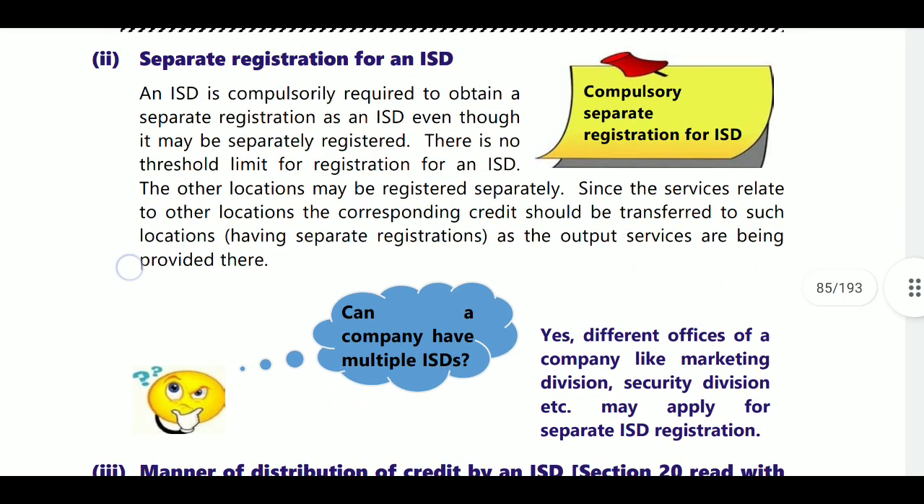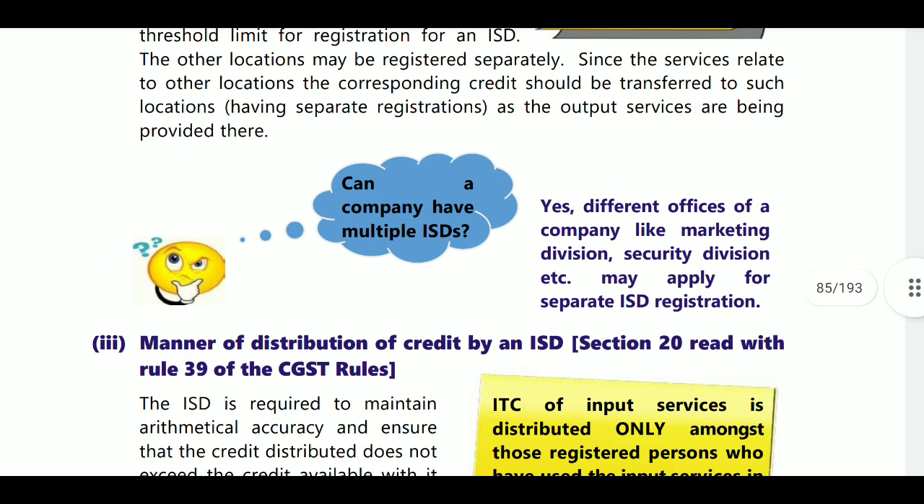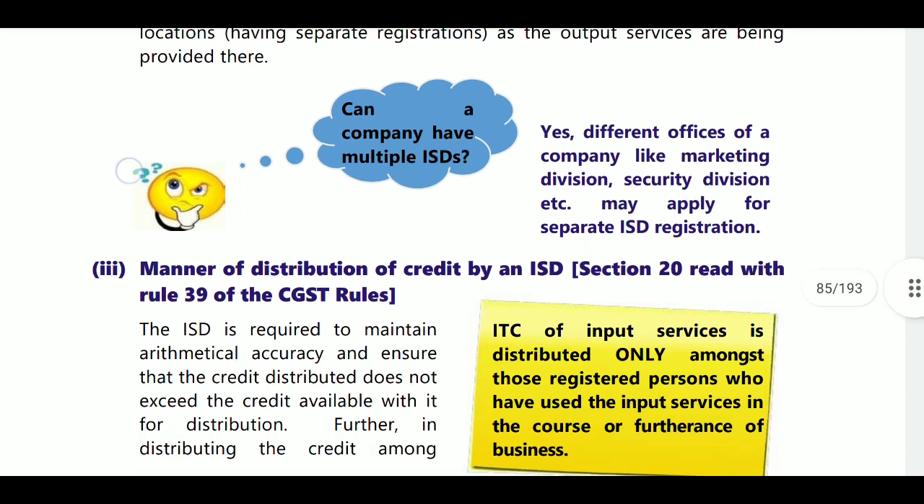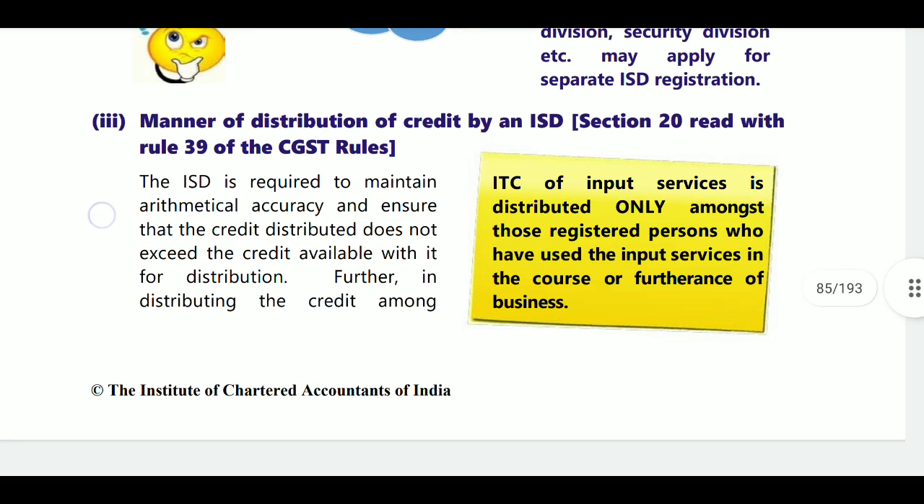Next, can a company have multiple ISDs? Yes, different offices of a company, like the marketing division, security division, etc., may apply for separate ISD registrations. Here is the manner of distribution of credit by ISD: Section 20, read with Rule 39 of the CGST Rules.